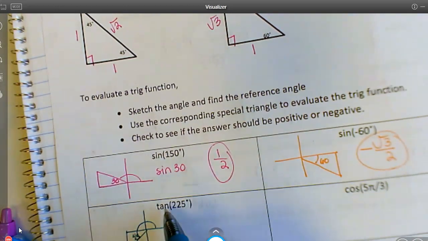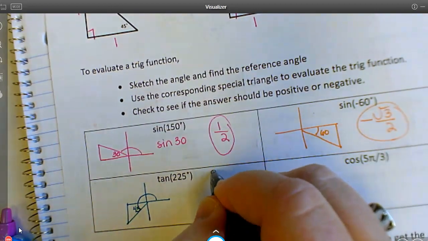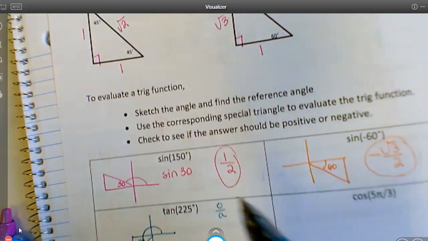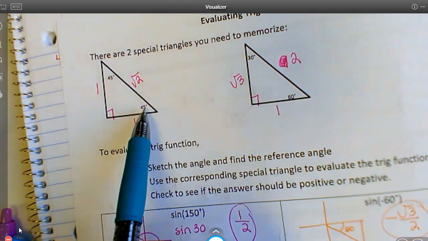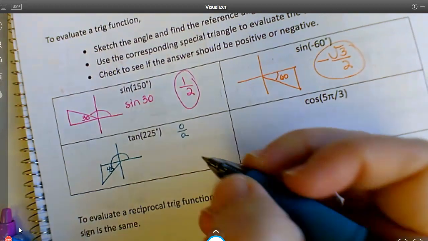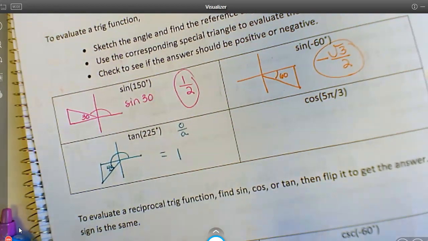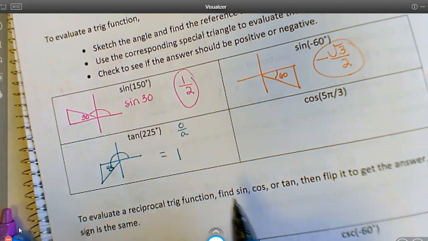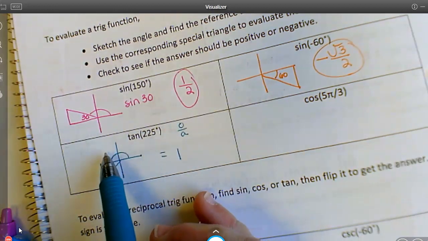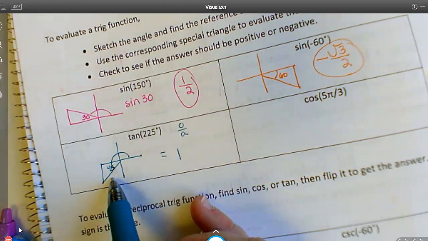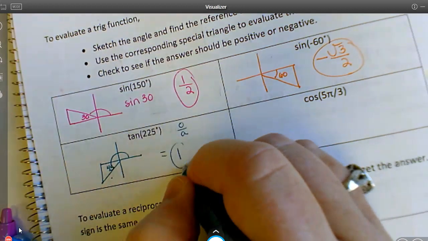Okay? I'm finding tangent, and tangent is opposite over adjacent. So if I come to 45, opposite over adjacent is 1 over 1, which is just 1. But then I have to decide, is it positive or negative? AST, it's in the tangent quadrant, so it's going to be positive.